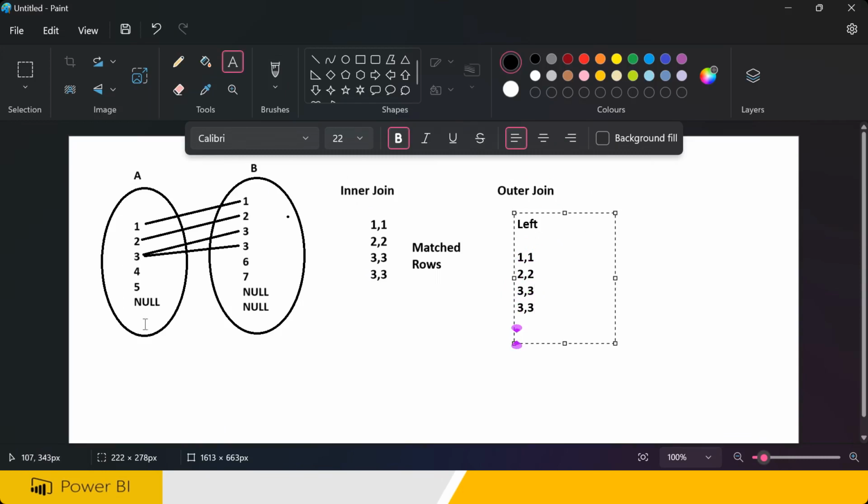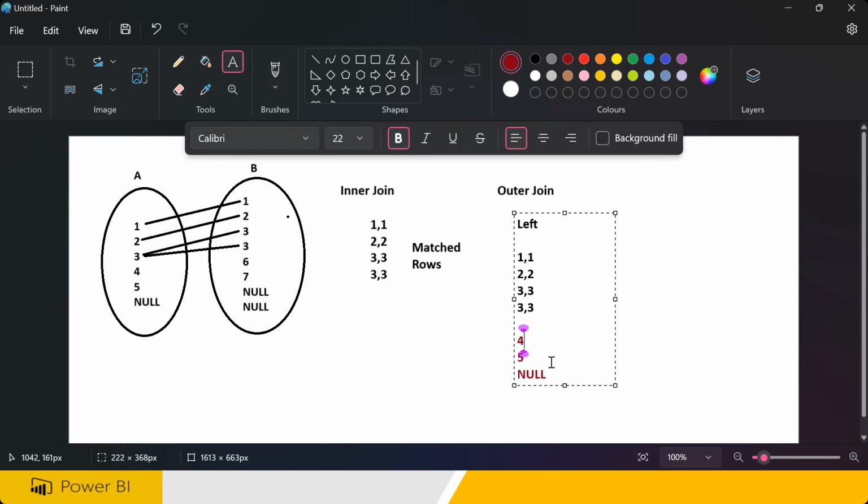Now assume A is the left data set, B is the right data set. Now 4, 5, null is the unmatched data from the left data set. So those values will come. Clear? So these three values are nothing but unmatched data. So this is what is called your left outer join. Left outer join will be matching data plus unmatched data from the left data set.